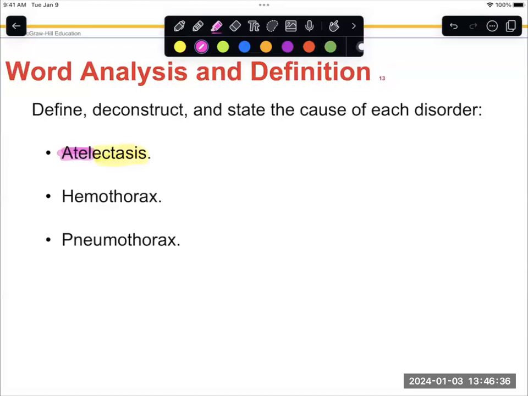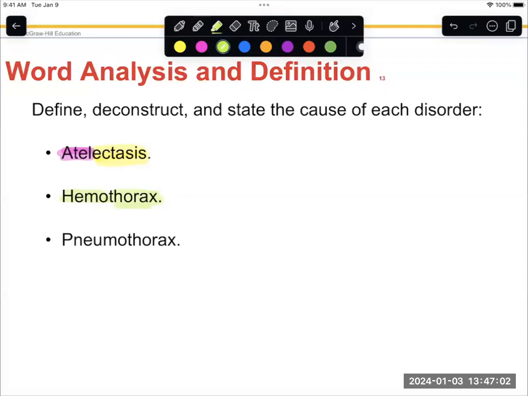Hemothorax refers to blood in that pleural cavity. And it tends to happen when blood is present in pleural effusion. So we have the roots, hemo, which means blood, and thorax, which means chest.